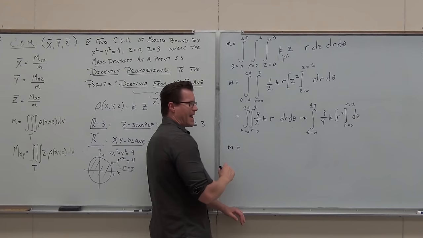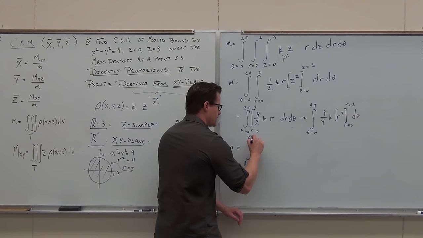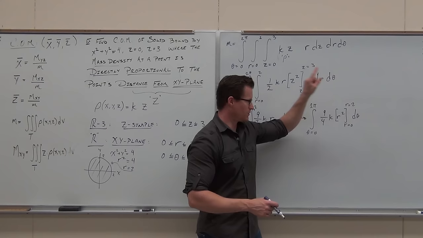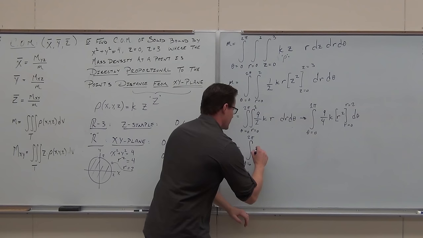Remember, we're finding mass here. So we're going to have an integral from theta equals 0 to 2 pi. If I plug in, oh, look at that. We got r squared, that's 2 squared, that's 4. 4 minus 0 is still 4. 4 with 4, 4 gone. We get 9k d theta. Still okay.